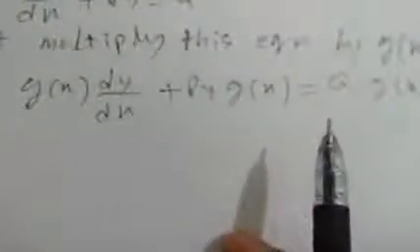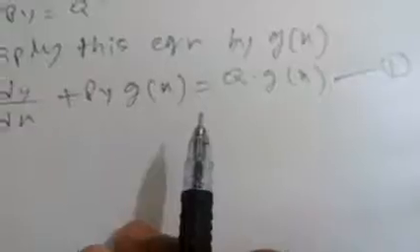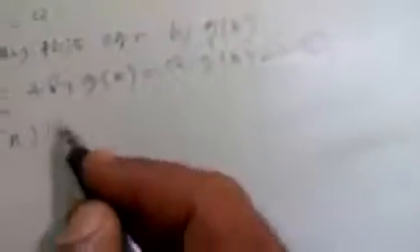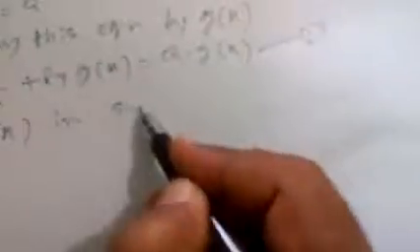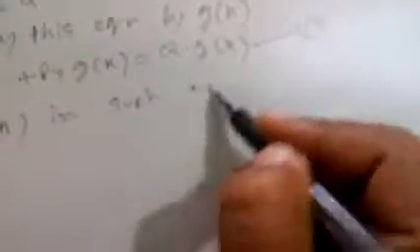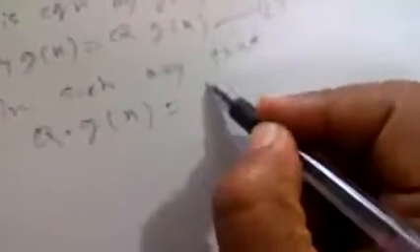Now you must notice that you have to choose g(x) in such a way that Q g(x) becomes equal to the derivative of y g(x). It means instead of Q g(x) you have to write the derivative of y g(x). Now take the derivative of y g(x).